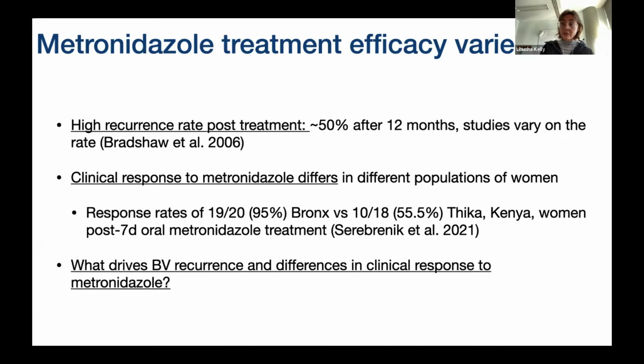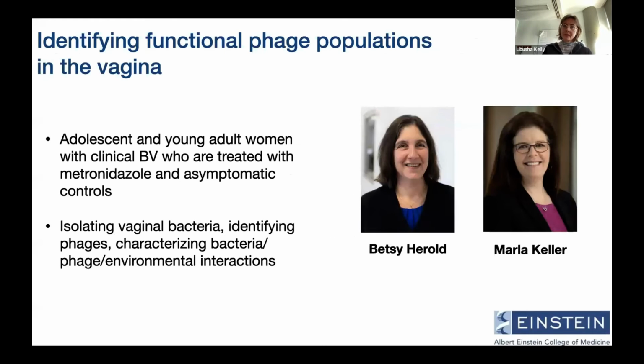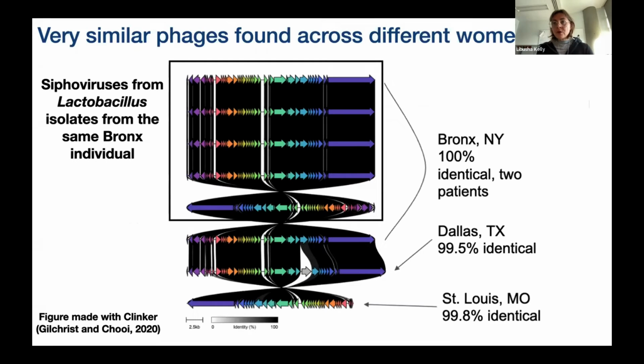And so what we want to do is ask whether or not phages are playing a role in recurrence of bacterial vaginosis after treatment and in differences in clinical response to metronidazole. To do this, we're working with the spectacular Betsy Harold and Marla Keller here at Einstein to study adolescent and young women with clinical bacterial vaginosis who are treated with metronidazole and asymptomatic matched controls. We're isolating vaginal bacteria, identifying phages, and characterizing bacteria-phage-environment interactions. I'll just tell you a little bit about some early results here.